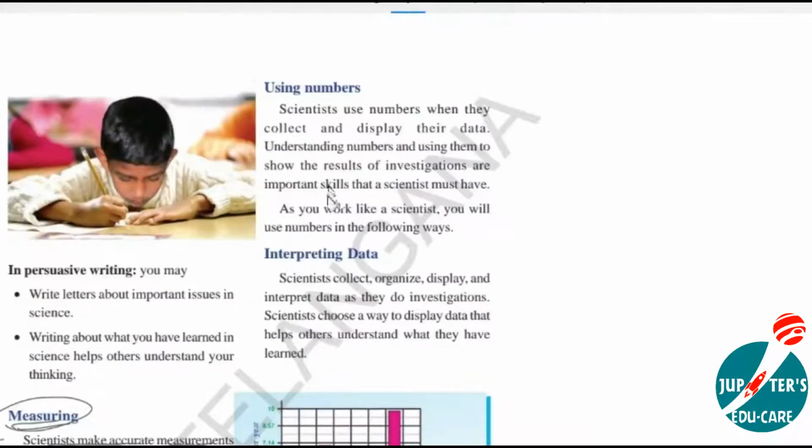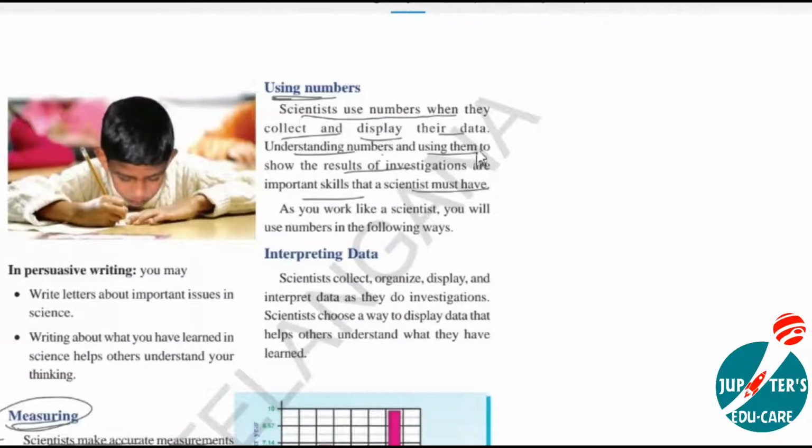See here, using numbers also. Scientists use the number system to interpret their data. How? Scientists use numbers when they collect and display the data. Understanding numbers and using them to show the results of investigations are important skills that a scientist must have.